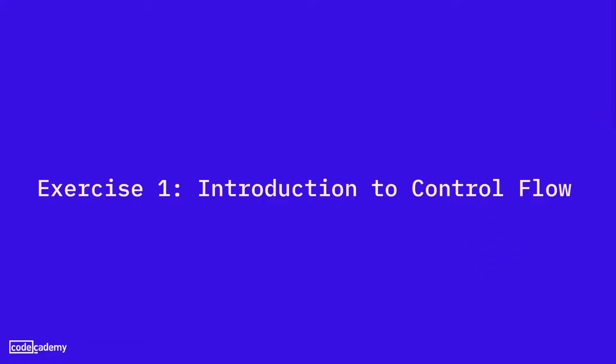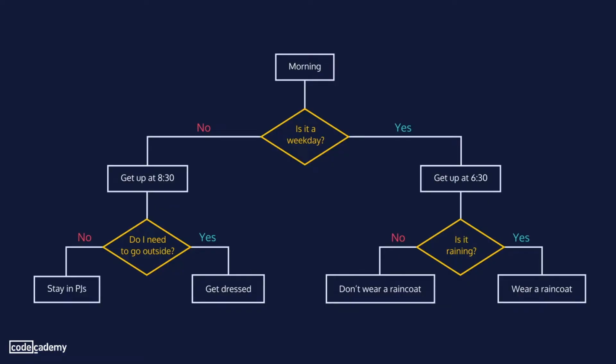Let's get started. Exercise number 1, Introduction to Control Flow. In this exercise, we'll start off the lesson with a brief introduction to control flow in Python 3. So, what is control flow? Let's start by painting a mental picture. We can do this by thinking about the decisions we make on a typical morning. For this, we'll draw a decision tree, a graphic representation of our decisions.